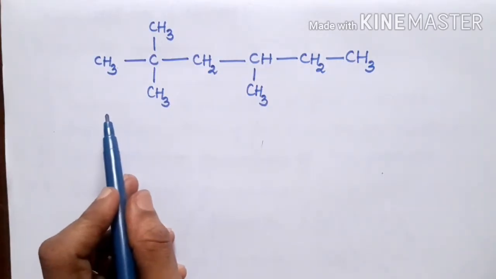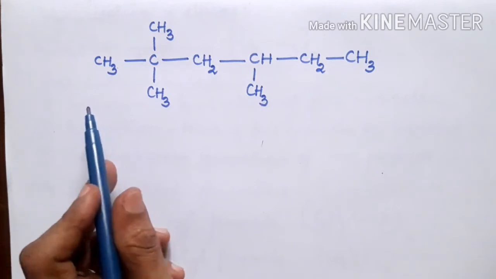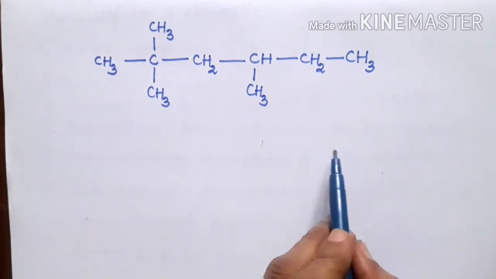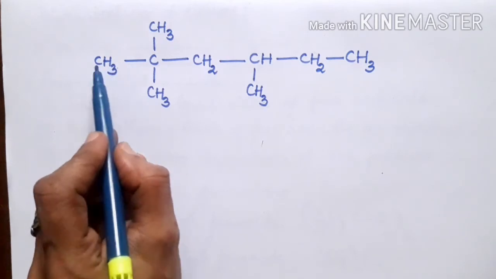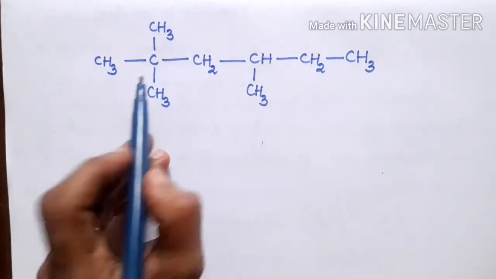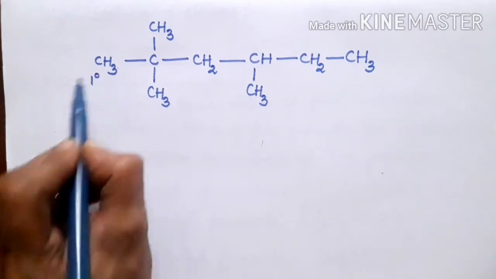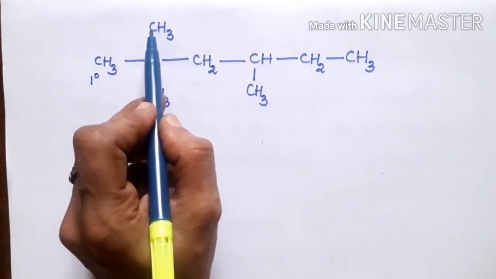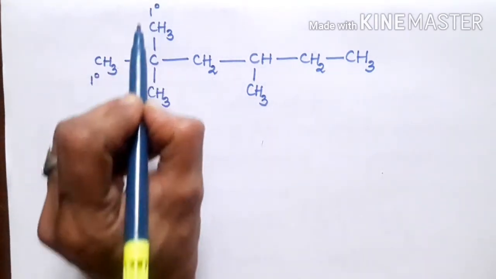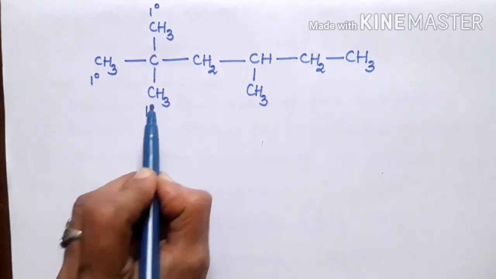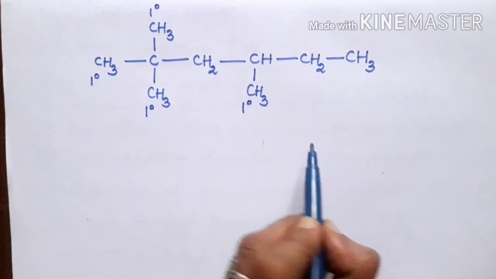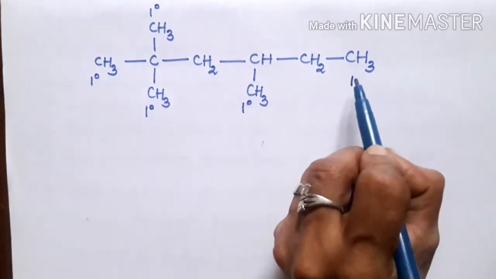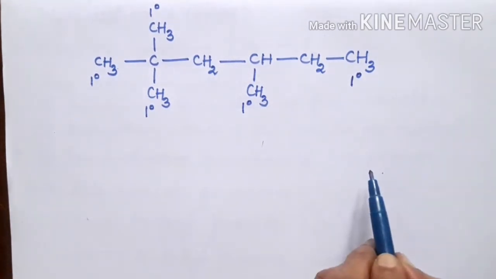Consider this compound. We will analyze what all types of carbon atoms are present here. First carbon, the terminal one, is attached to one more carbon. So this is primary carbon. What about this one? This is also primary. Here we have primary. This again is a primary carbon. And here the rear carbon is also primary.